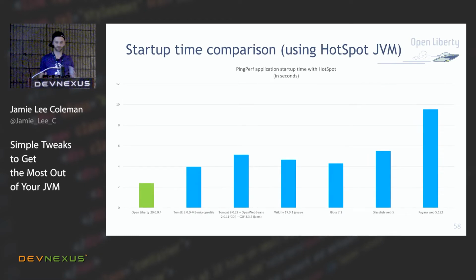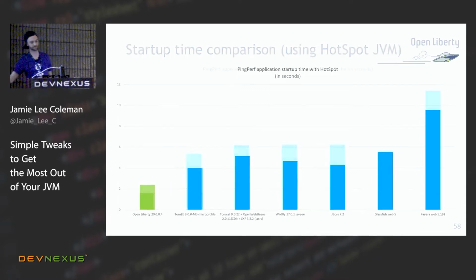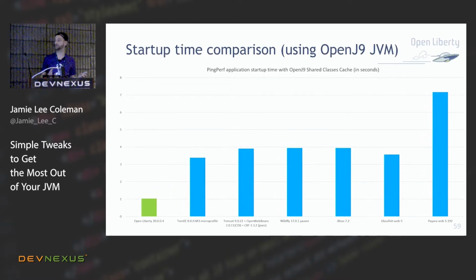So this is a startup comparison. This is not using the class cache. OpenLiberty is starting up in 2 seconds. And not just OpenLiberty, any runtime you're using, this technology will help it boot up faster. In contrast, with runtimes using the shared class cache, OpenLiberty's startup time is nearly halved. But it's not just OpenLiberty, all the other runtimes have gained a startup time benefit using this technology.